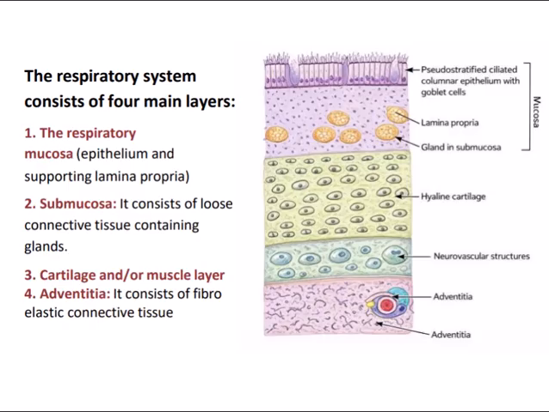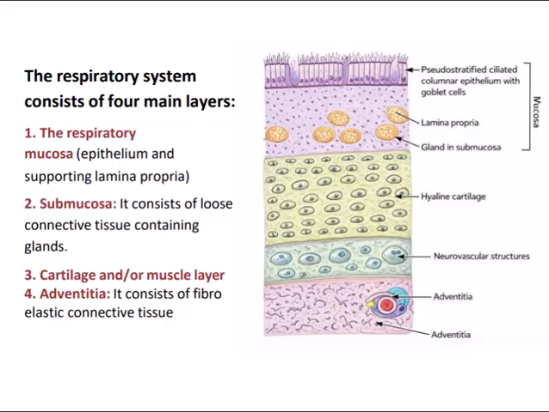And then we have the cartilage and/or muscle layer. It gives structure to the airway. As you can see in this slide, it's hyaline cartilage. The function is to keep the airway open and allow air to move easily.